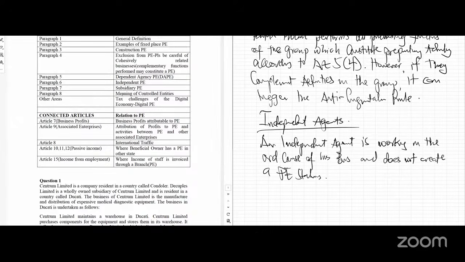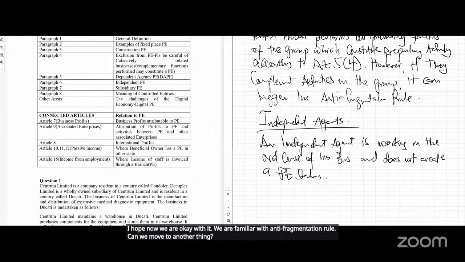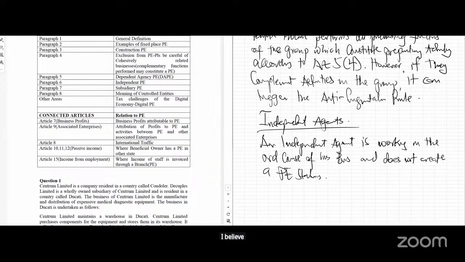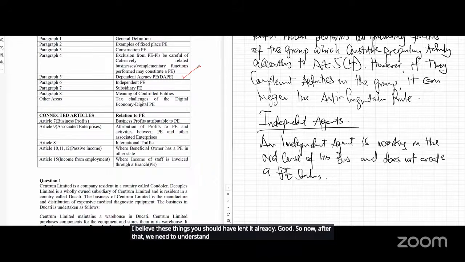So I hope now we are okay with it. We are familiar with the anti-fragmentation rule. Can we move to another thing? I believe you should have learned these things already. Good. So now after that, we need to understand what the dependent agency PE is.